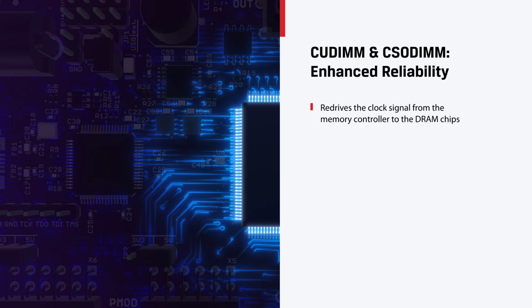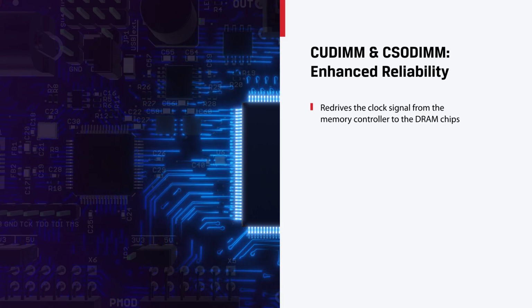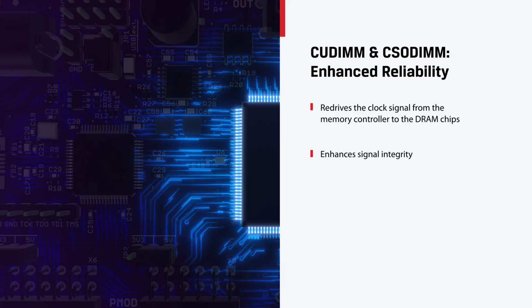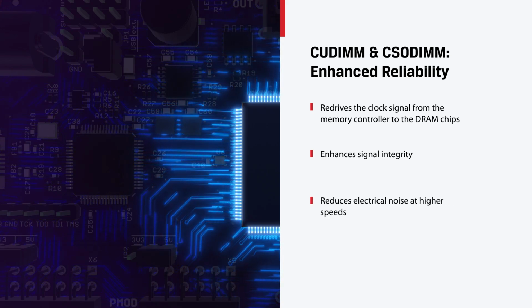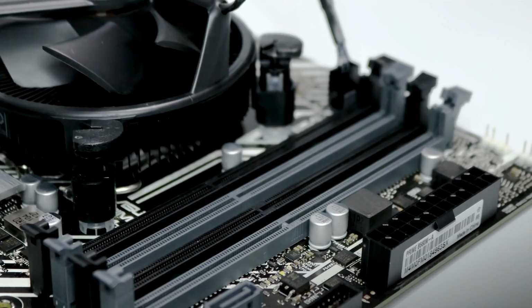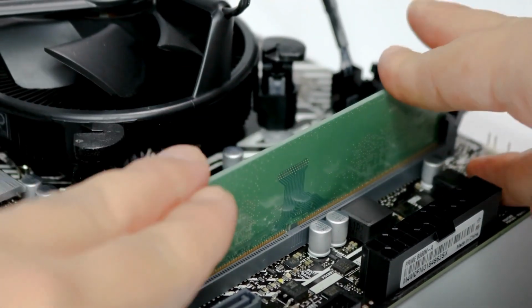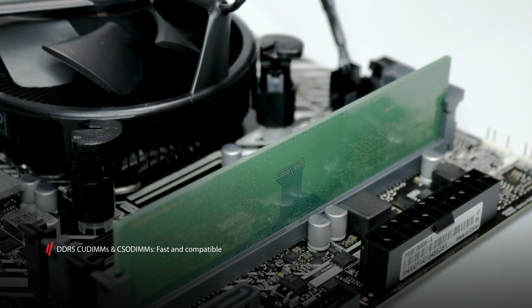One of the standout features of CUDIMM and CSODIMM is their enhanced reliability with the client clock driver. Unlike registered DIMMs, which have a register or a buffer between the memory controller and the DRAM chips, these modules rely on the client clock driver to enhance signal integrity. This design reduces electrical noise at higher speeds. Built on the latest DDR5 architecture, CUDIMMs and CSODIMMs are ideal for high-performance computing tasks, and they fit into the same sockets as existing DDR5 UDIMMs and SODIMMs.